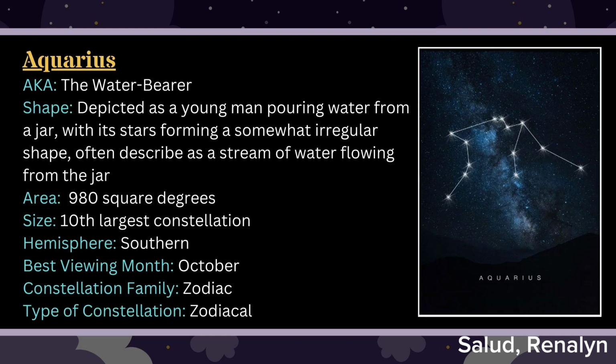Aquarius, depicted as a young man pouring water from a jar, with its stars forming a somewhat irregular shape, often described as a stream of water flowing from a jar, or called the water bearer, with an area of 980 square degrees, and the 10th largest constellation found in the southern hemisphere, with the best viewing month being October.